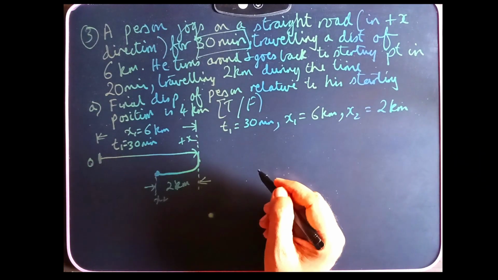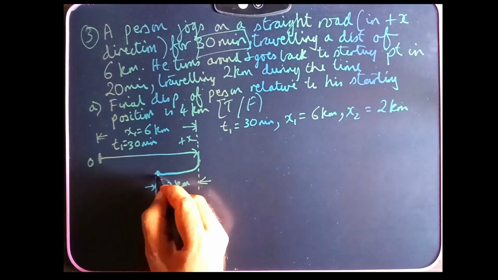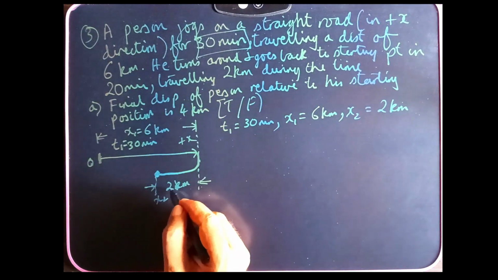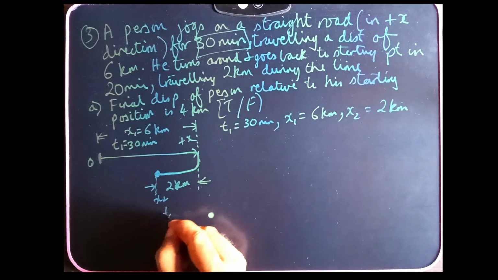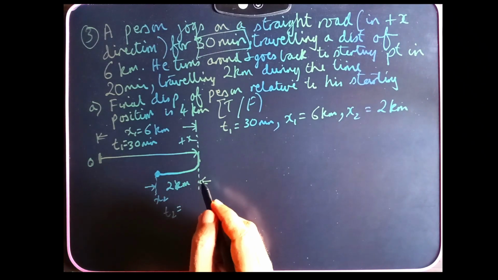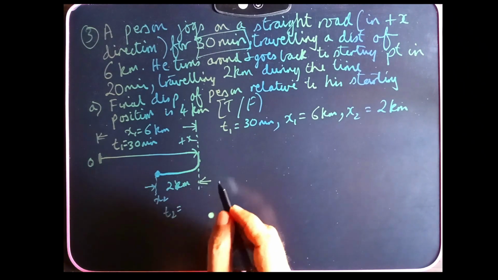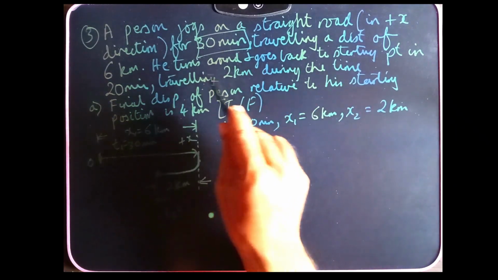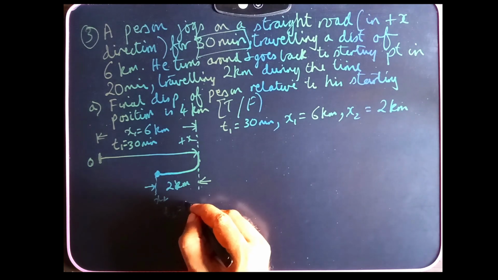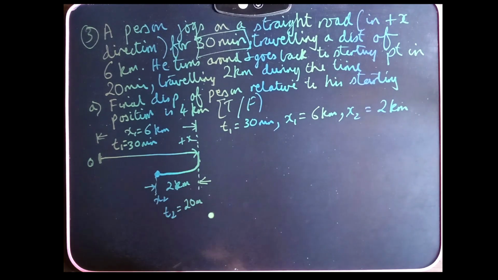Right? And he says that this was his starting position. He went to the starting position, which was x2 is equal to 2 kilometers. In how much time has he taken from here to here? It is being given. He turns around and goes back to starting point in 20 minutes. So T2 is 20 minutes.